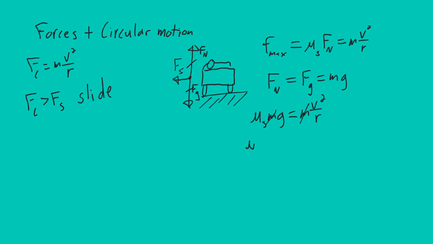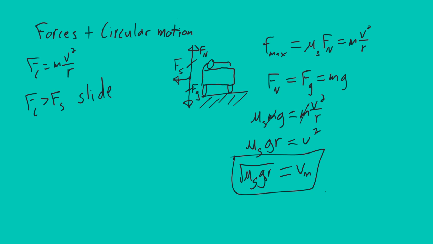So it's going to be mu of static friction multiplied by gravity and multiplied by our radius, right? We had radius on the other side. So this gets us velocity squared, and we don't want that square anymore. So we're going to do the square root of our answer, and that is going to get us our maximum velocity.